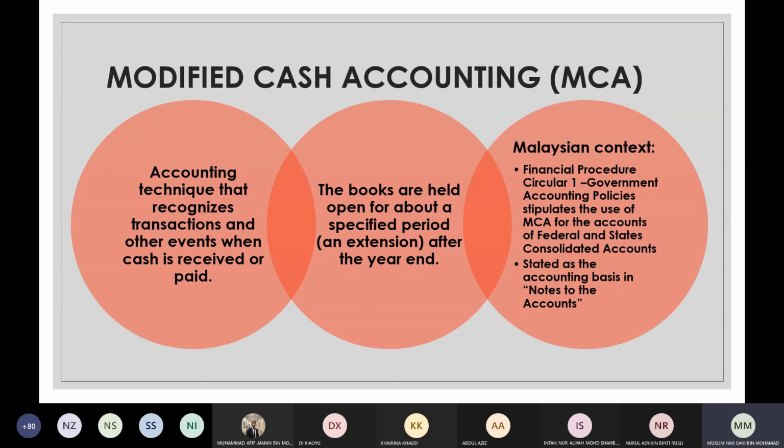The reason, of course, is still for budgetary control, for parliamentary control, to make sure that all the budget is utilized and reported for the accounting period or the fiscal period. That's why they use this. So basically in Malaysia, we use this to support parliamentary control. In the Malaysian context, under Financial Procedure Circular Number 1, government accounting policies stipulate the use of MCA, modified cash accounting.